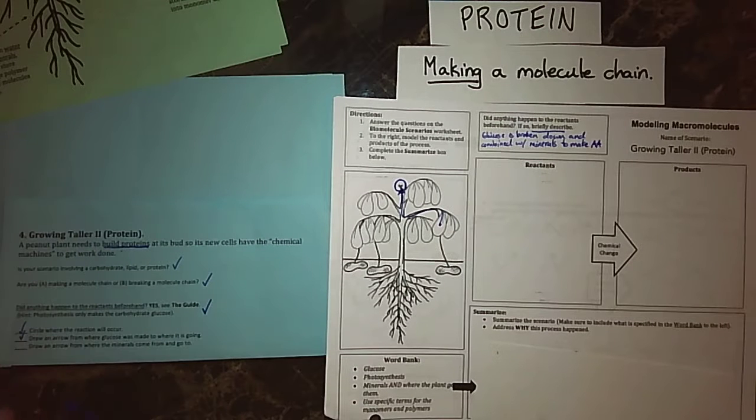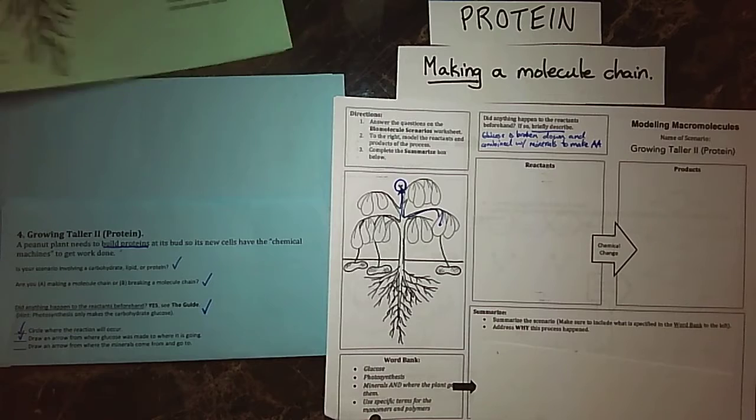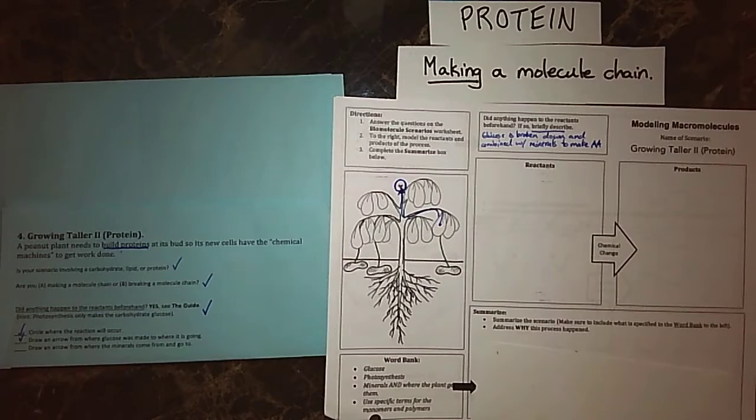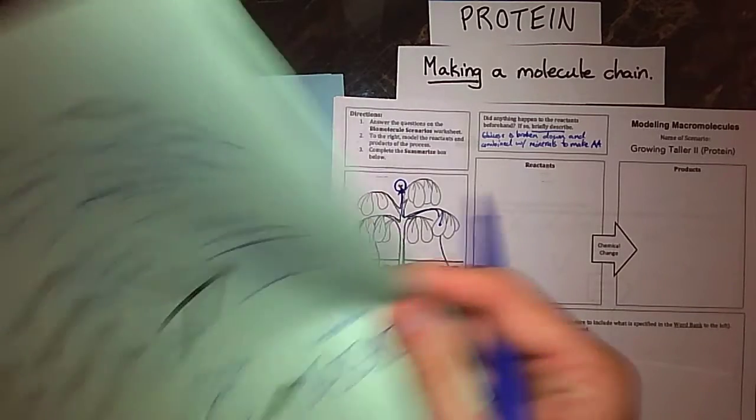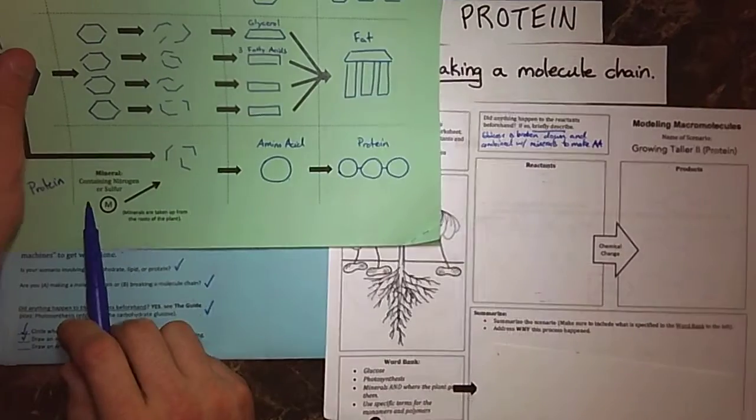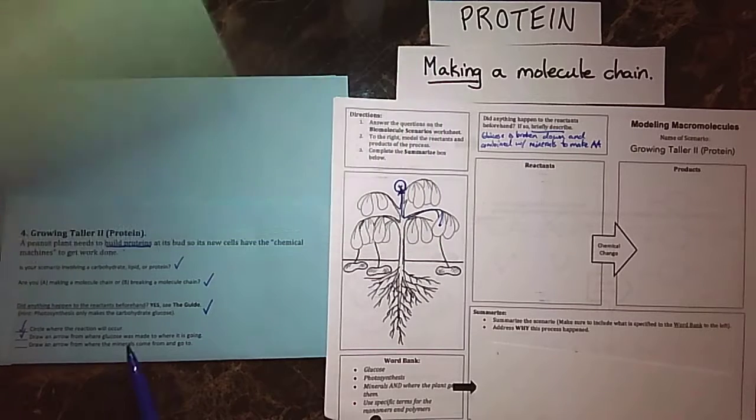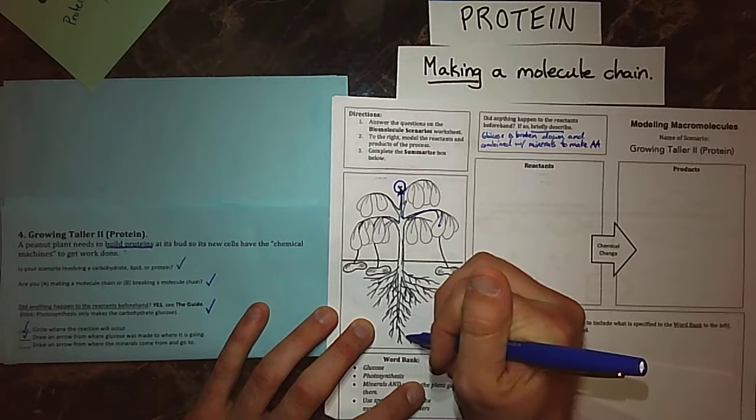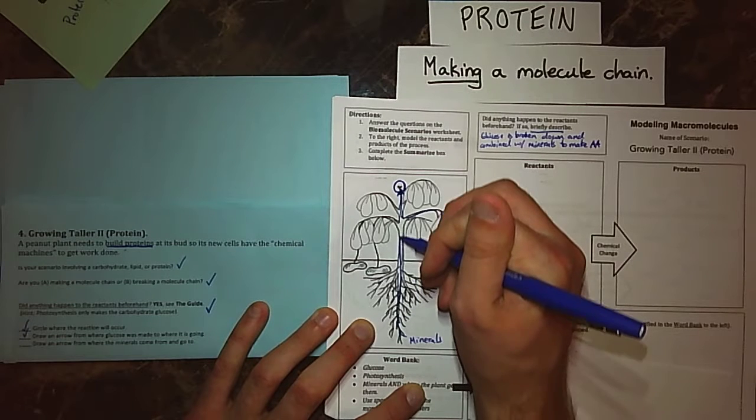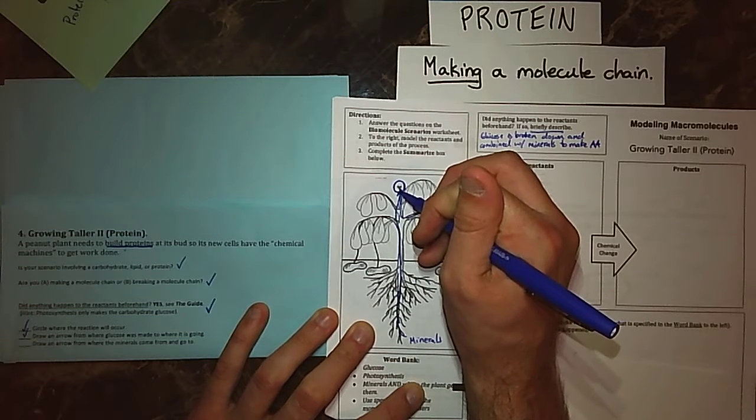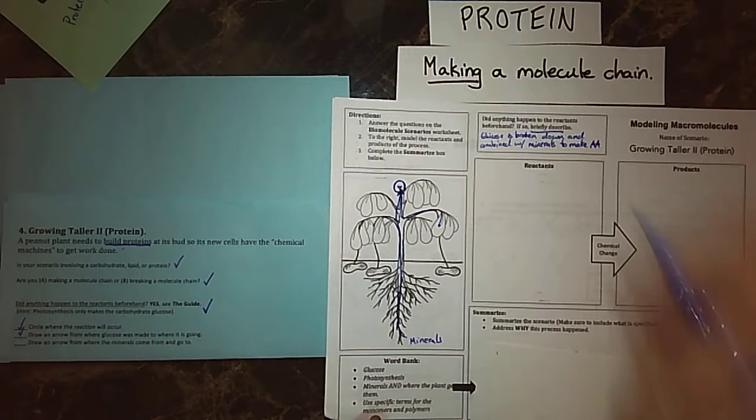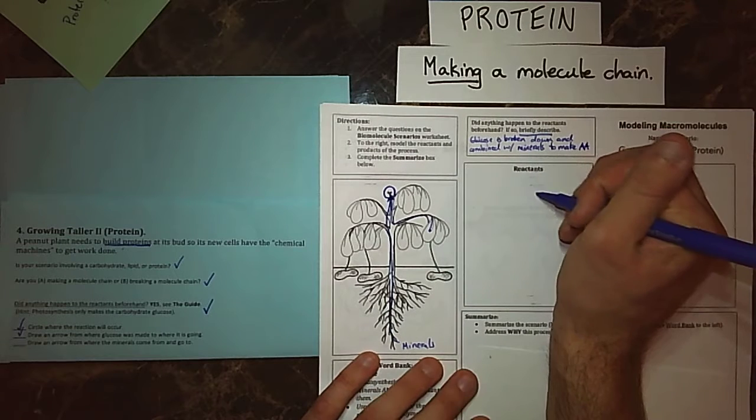So the next question says, draw an arrow from where the minerals come from and go to. I could look right here and it says that the roots absorb water and needed minerals. And I could also go to the back sheet right here where it says that minerals are taken up from the roots of the plant. So I'm going to write minerals right here in my drawing. Those are taken up by the roots, and they're going to meet up with glucose to make my amino acids. All right, so I'm at my starting point. Now I finally have my reactants, my amino acids, and I'm going to be building a molecule chain.